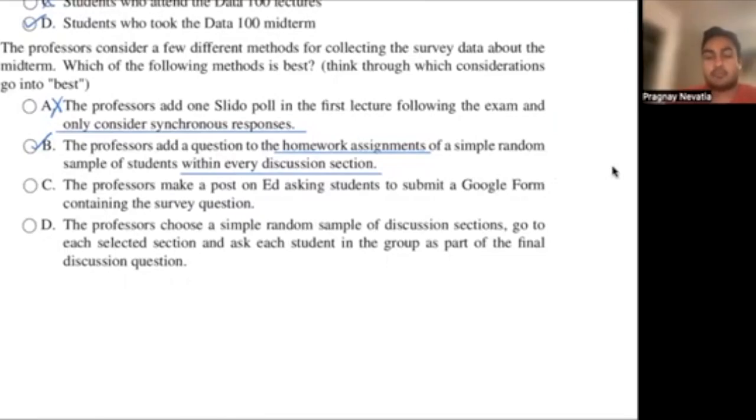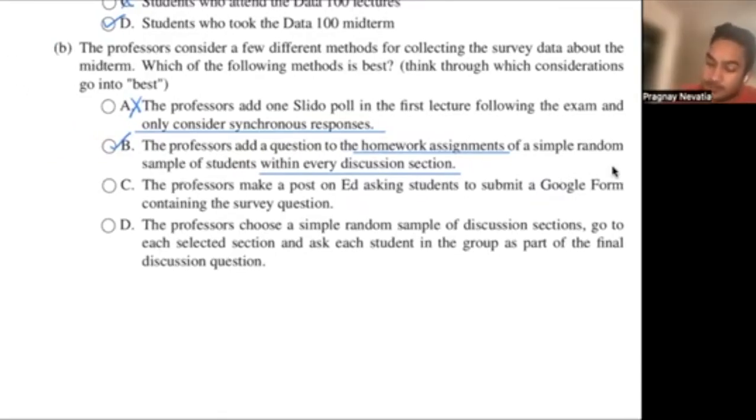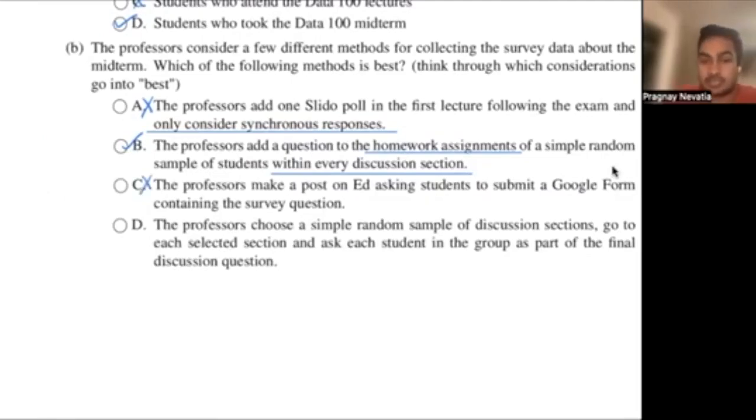So in part C, professors are making a post on Ed to submit a Google form containing the survey question. Here, you should keep in mind that not everyone looks at Ed. And even if you look at Ed, you might not go through the extra friction to submit a Google form containing the survey question. So there's a lot of friction involved in this, and it's hard to control that. Also, students who might look at that might be a different group of students than those who don't. So that can introduce selection bias into a sample. So that removes part C as an option.